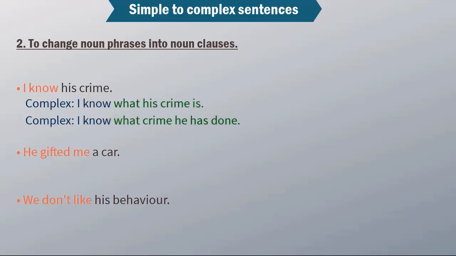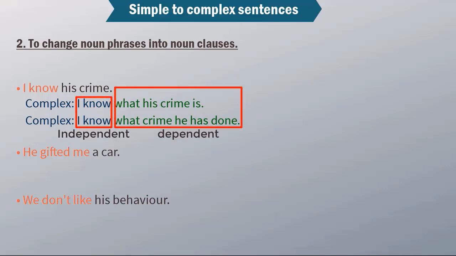I know what crime he has done. I know what his crime is. So we have changed this noun phrase, his crime, into a noun clause. And by doing that, we have two clauses in these two examples. I know, that's an independent clause, complete sentence. What his crime is, that's a dependent clause, or what crime he has done, okay?